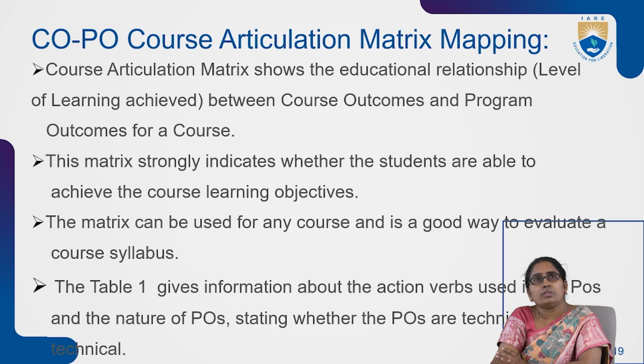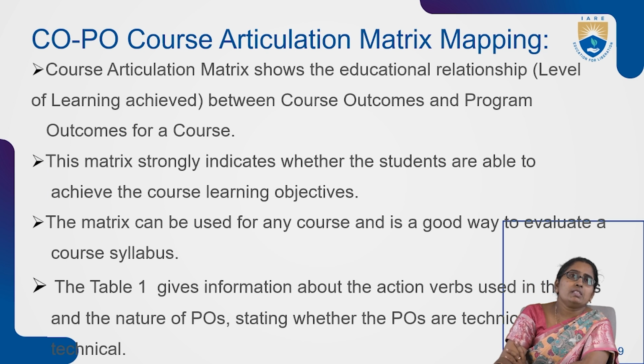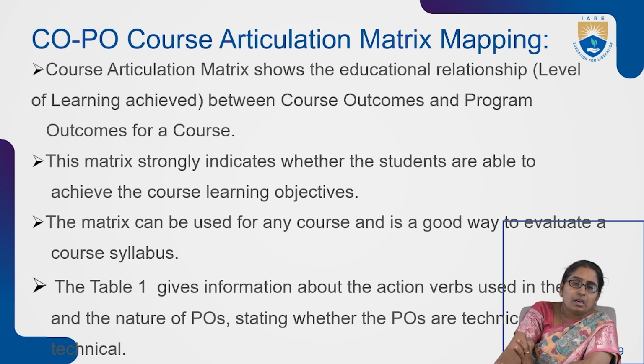This is what I'm telling now. So that is a matrix called course articulation, CO-PO, course articulation matrix. The second point tells this matrix strongly indicates whether the students are able to achieve the course learning objectives. And the matrix can be used for any course and is a good way to evaluate a course syllabus.